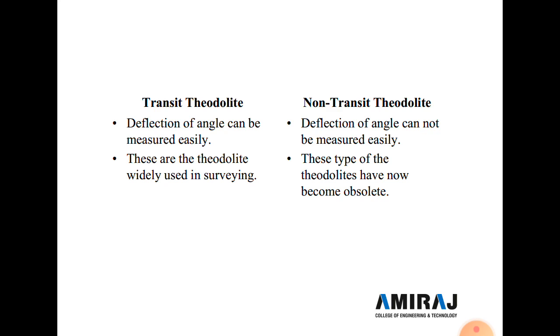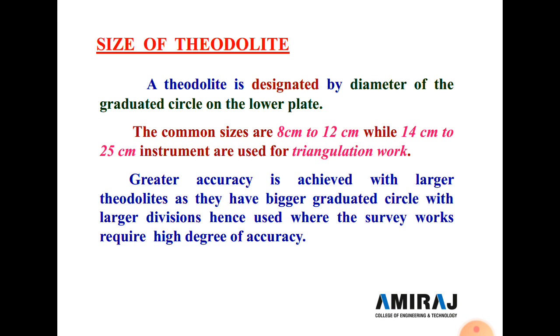Next, in a transit theodolite, deflection of an angle is measured easily, and in a non-transit theodolite, deflection of an angle cannot be measured easily. The transit theodolite is widely used in surveying, and the non-transit theodolite is not generally in use. So these are the main disadvantages of the non-transit theodolite.